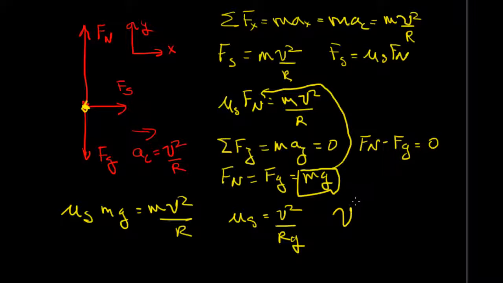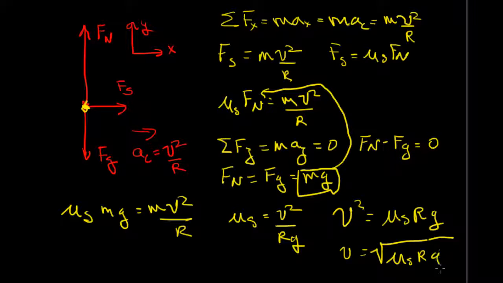You would just solve this for v, or you would say v is equal to the square root of mu sub s times r times g. And what that's saying is that for a given value of the static friction and a given radius of the curvature of the road, this is the maximum value you can have and still stay on the road. Those two ways of answering that question are kind of similar.